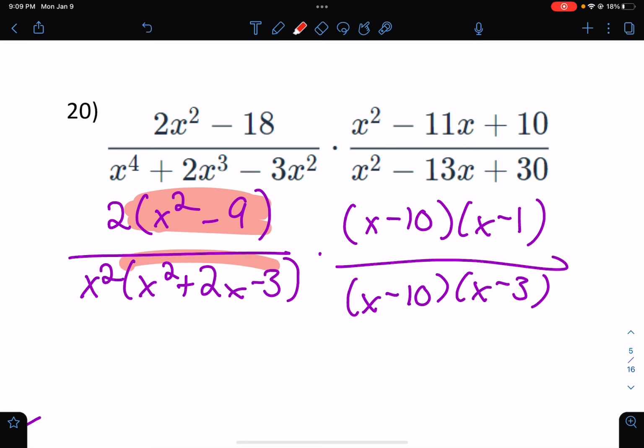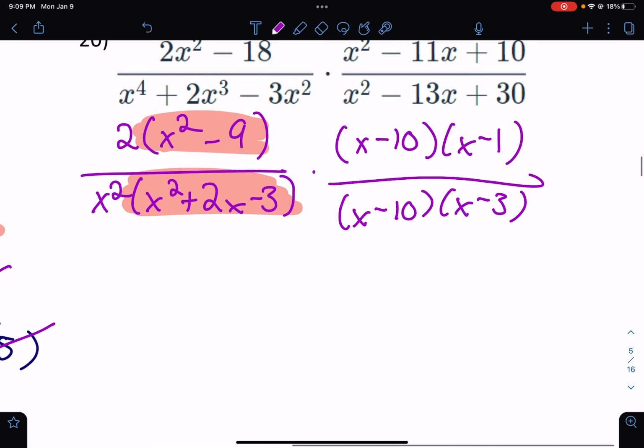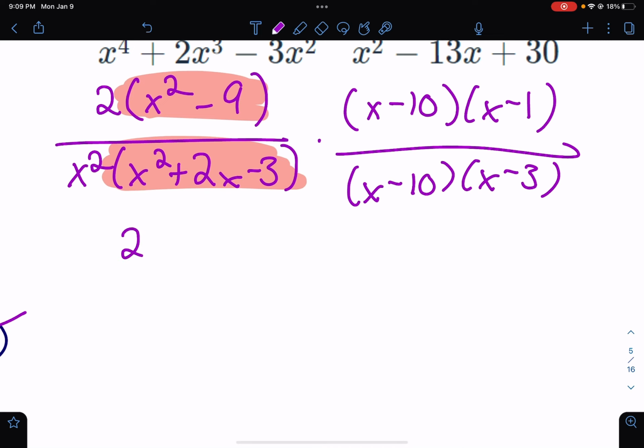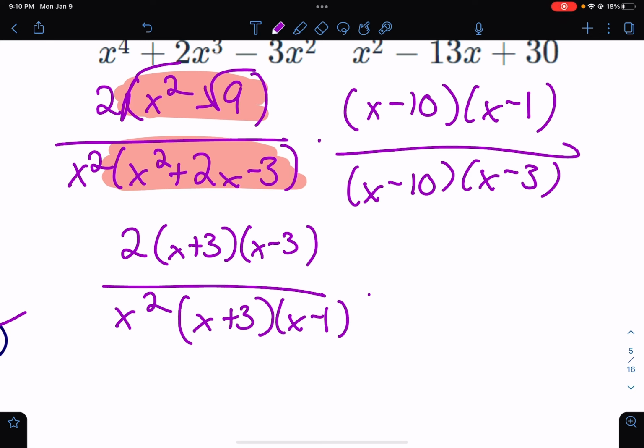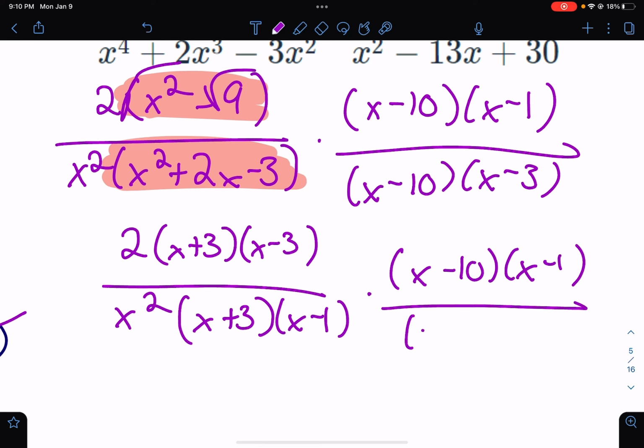Now we got to go ahead, this difference of squares and this trinomial, we have to factor a little bit further. So if you notice, some of these have two-step factoring problems, which you guys are totally capable of doing. It just takes a little bit of extra effort. This one was a difference of squares, so we take the square root of both of these, x plus 3, x minus 3. Then this bottom one multiplies to negative 3, adds to 2. That's going to be x plus 3, x minus 1, times x minus 10, x minus 1, all over x minus 10, x minus 3.